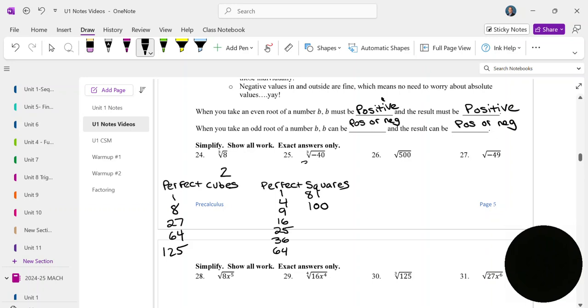So for perfect cubes, this is the cube root of negative 8 times 5. And the cube root of negative 8 is negative 2. And then you're left with the cube root of 5 inside. The square root of 500, well, the highest perfect square that goes into 500 is 100. And then the square root of 100 is 10, and the square root of 5 stays in. The square root of negative 49 is not a real number because you cannot take the square root of a negative number.